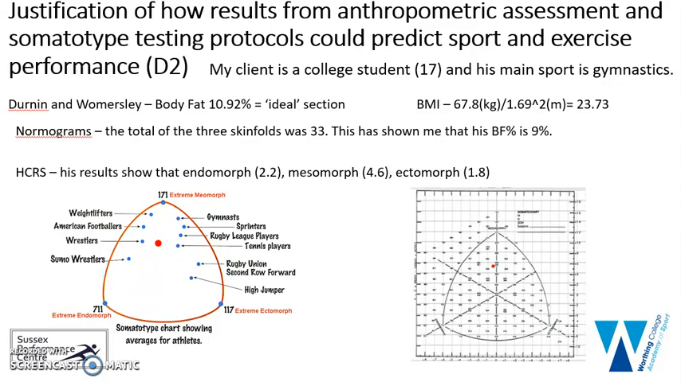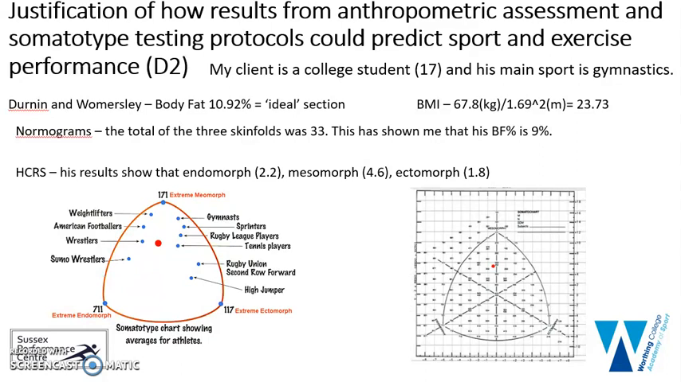While doing Durnin and Womersley, his body fat looked at 10.92%. Looking at normative data, it is in the ideal section. As he's not an elite athlete, this is good as he's right in the middle of the ideal section. If he wants to improve, then he could work on decreasing his body fat. However, it is not vital, especially that he's still a teenager.